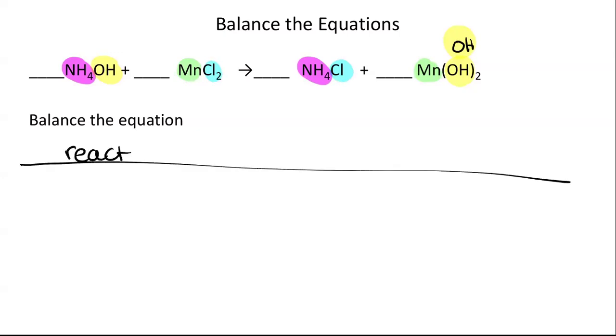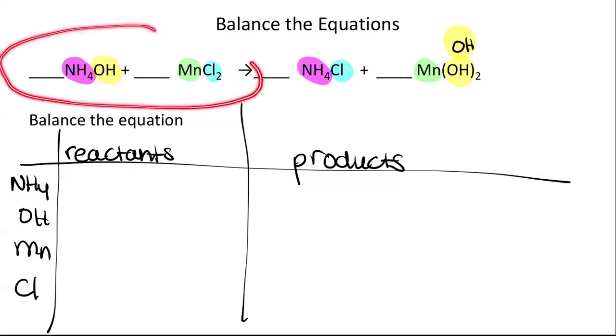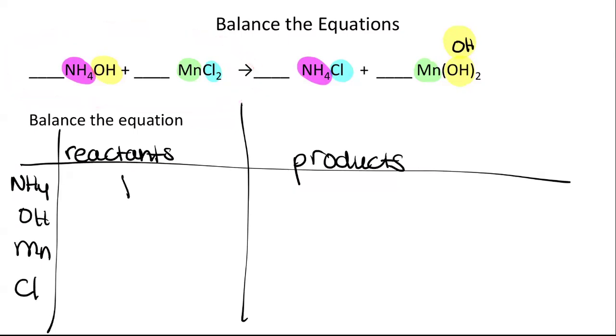Reactants, products. I have NH4. It's on both sides, so I'm going to keep it together. Oops, I'm just going to be consistent and not include a charge. I have OH, I have Mn, and I have Cl. How many NH4s do I have on the reactant side? 1. How many NH4s do I have on the product side? 1.